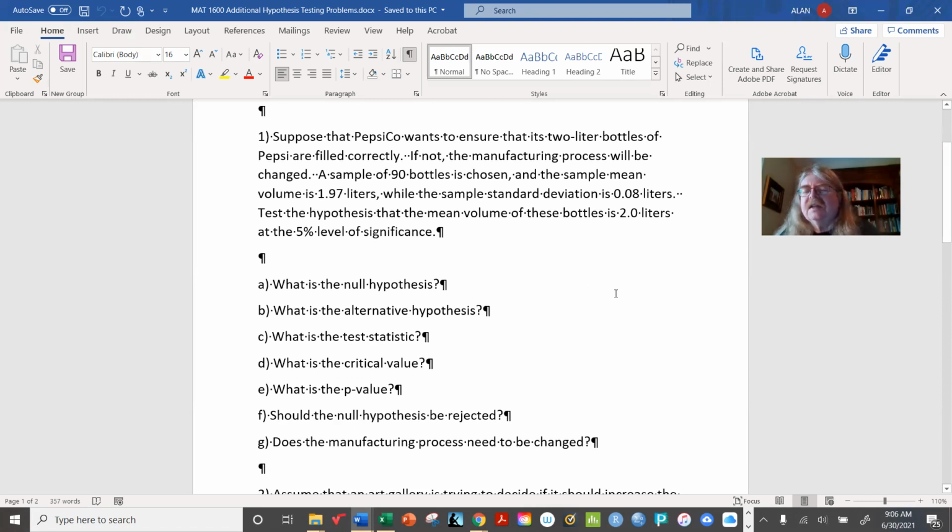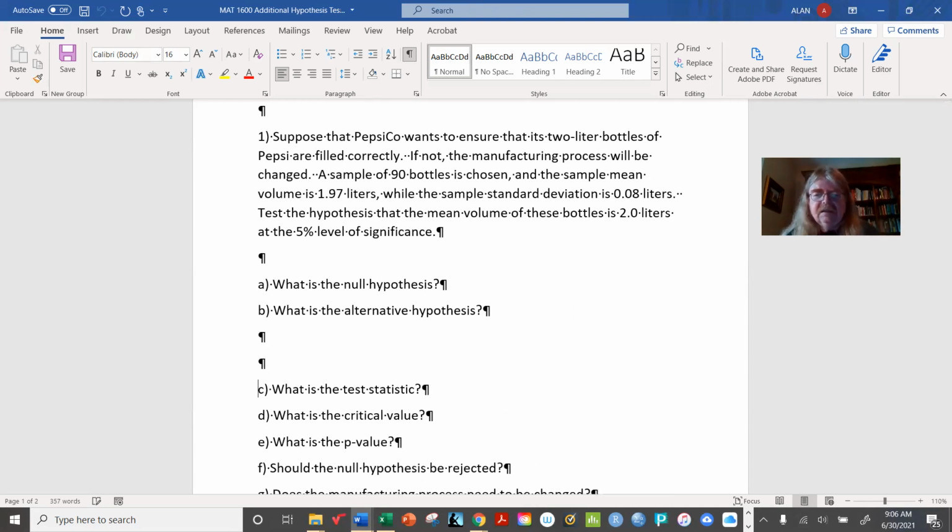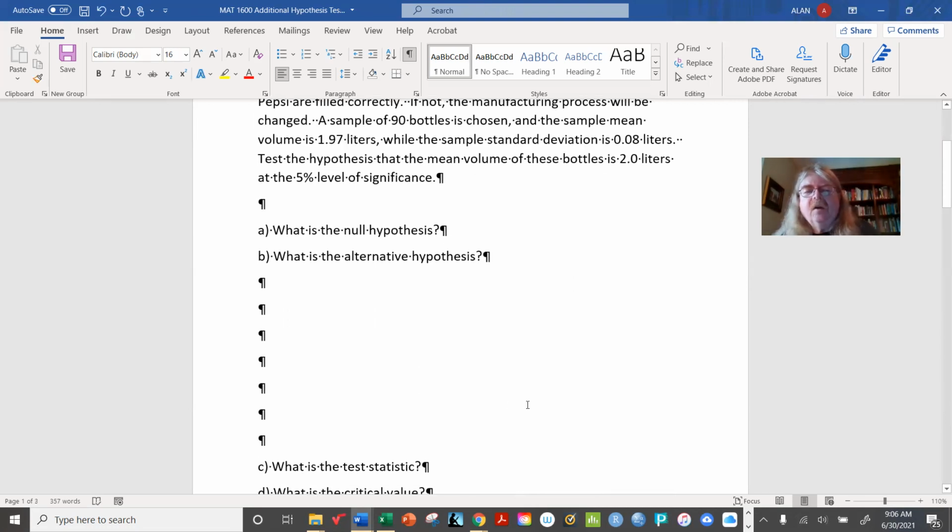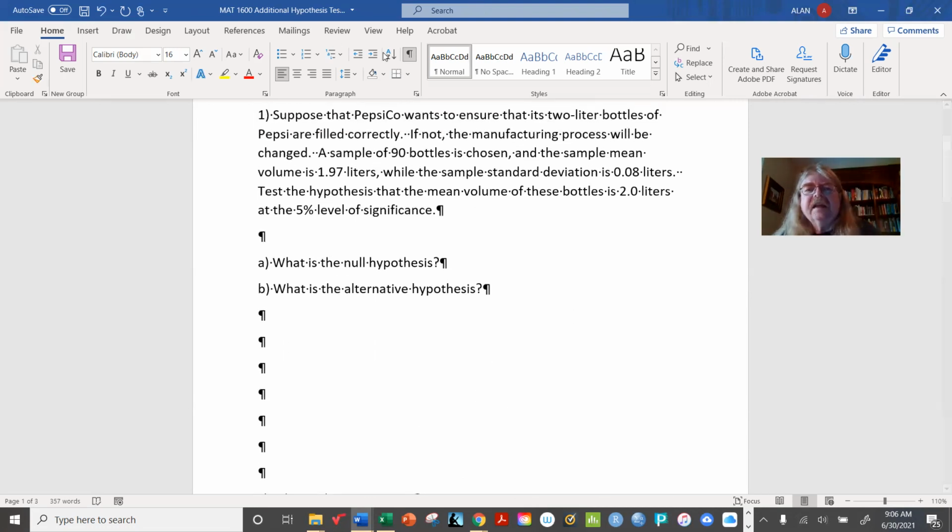Now, here's the challenge today. Since we need the practice, before we go any further, I hope you have a piece of paper in front of you. What I think you could do for some good practice is write out the null and the alternative hypotheses.